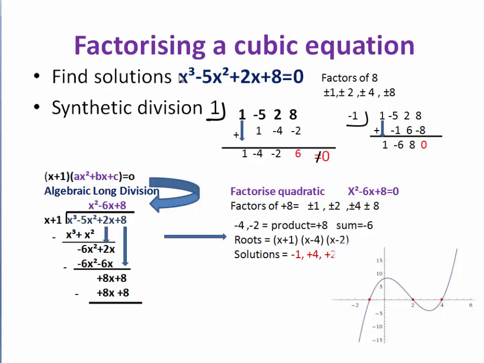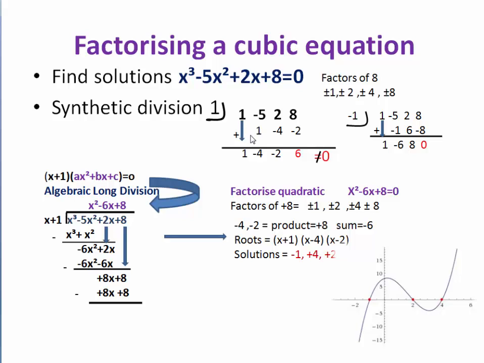So we get the 1 from 1x cubed, the minus 5 from 5x squared, the 2 from 2x, and the plus 8. This becomes 1, minus 5, 2, and 8. If there are any zeros, you have to put them in as well. And we're going to divide by our plus 1. Bring the 1 down and put a plus. Here we're going to add these two columns.